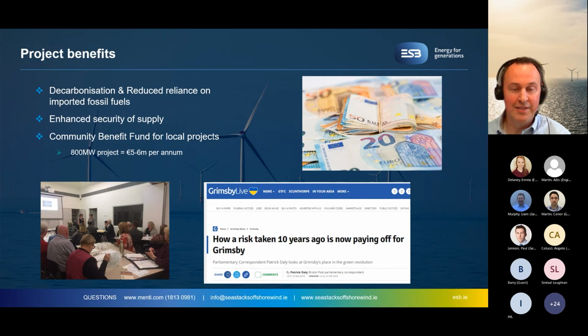So the scale of the opportunity here, it's important to highlight that aspect. The other aspects then, the community benefit fund, which will be delivered as part of the project as well, that will probably generate, now it obviously depends on how well the site performs, it depends on how many turbines we can actually get erected. That will probably generate somewhere in the region of 5 to 6 million per annum to be spent on local community projects.